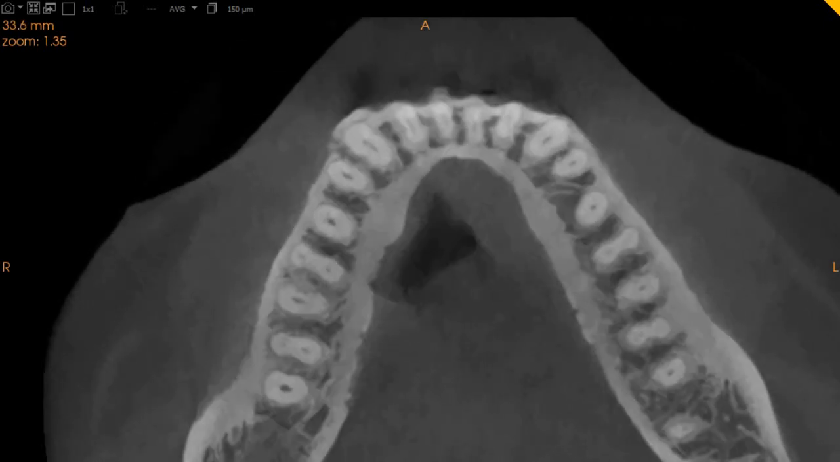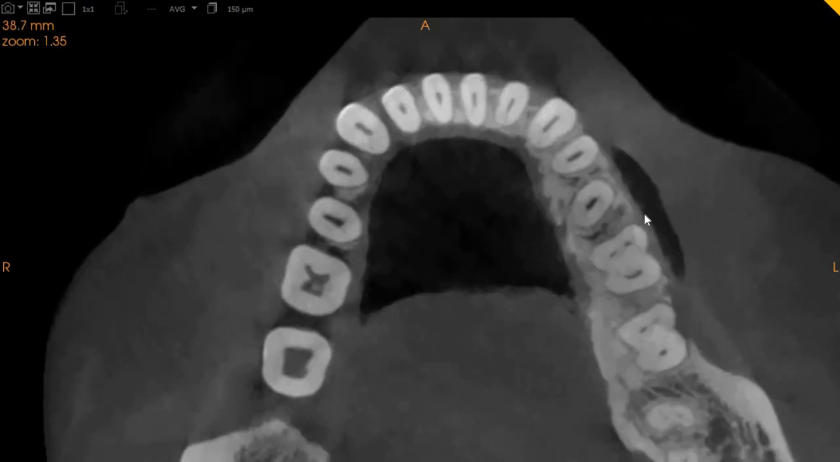The upper right 4 most likely shows a crack, and the upper right 5 and 6 will need clinical correlation, because we do see faint signs but nothing very conclusive.